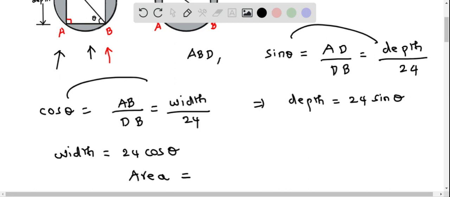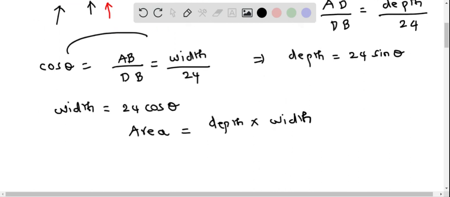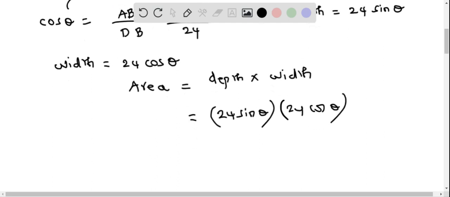So therefore area is equal to depth times width. We substitute the values of depth and width. So this comes out to be 24 sine theta multiplied with width, which is 24 cos theta. So when you multiply the numbers, 24 times 24 is 576. This is 576 sine theta cos theta.